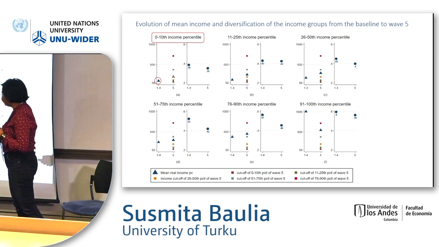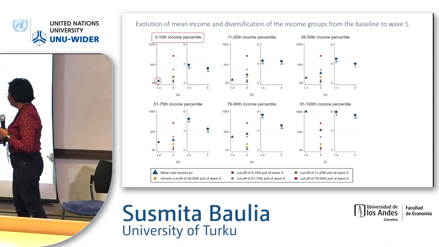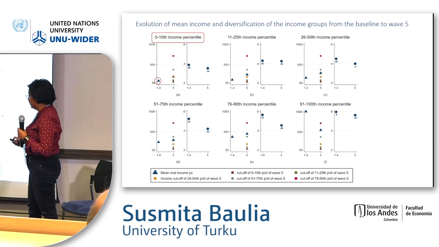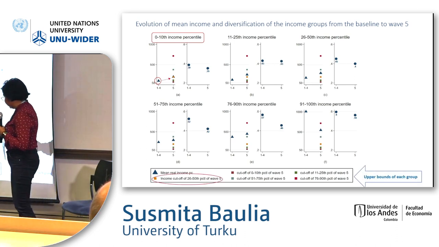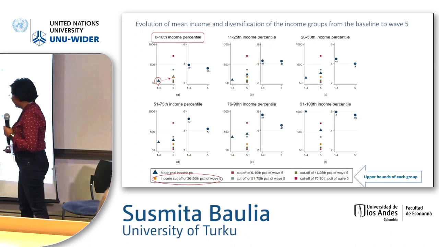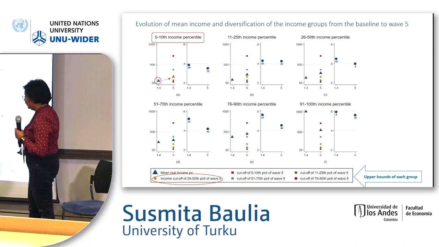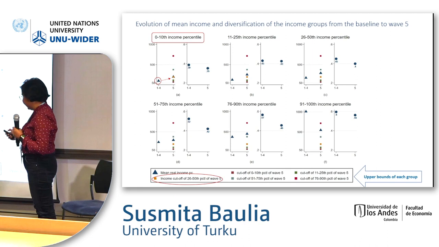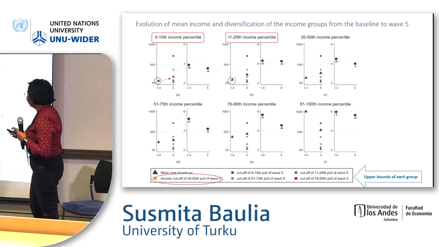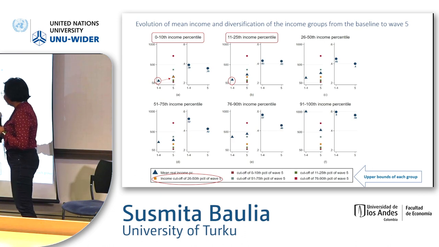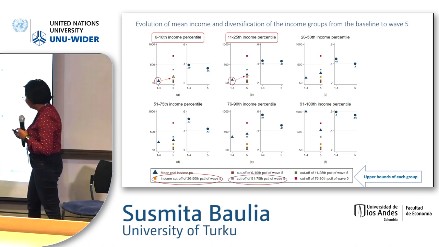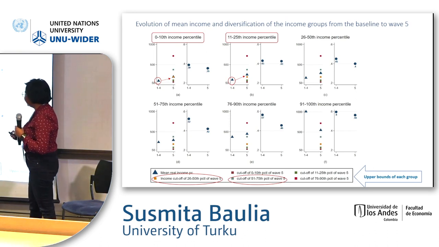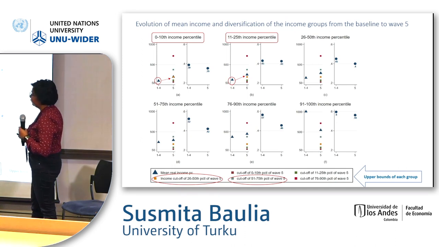So what we see is that the bottommost percentile's mean income in the baseline wave was somewhere here, and now they have gone up. What is this yellow dot? It is basically the upper income cutoff of the 26th to 50th percentile of wave five. So we see that the relative position has somewhat gone up. Similarly, the second income group was somewhere here, and then we see that they also go up somewhere here, below this green square, which is the cutoff of the 51st to 75th percentile of wave five. So their mean income has also gone up the ladder.